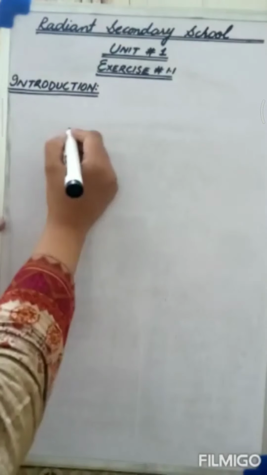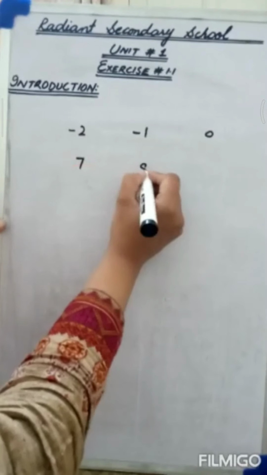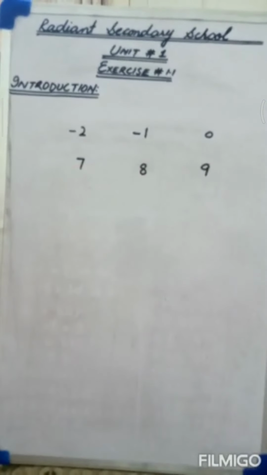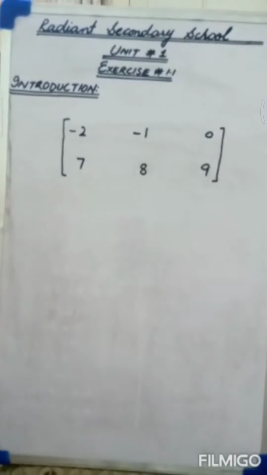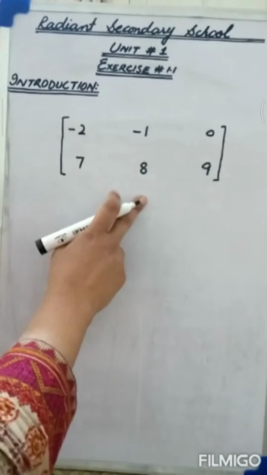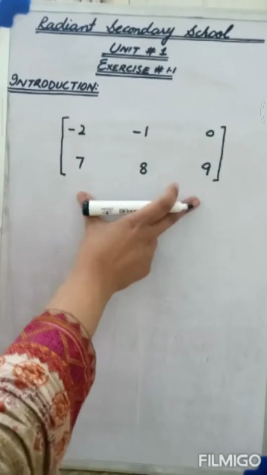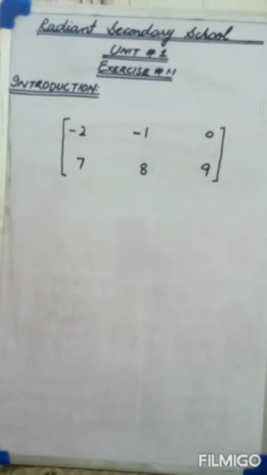Students, you are well familiar with real numbers. Suppose I have these different real numbers: -2, 1, 0, 7, 8 and 9. Students, if I arrange these real numbers in a rectangular arrangement and then enclose them within brackets like this, you can see I have arranged the real numbers in a rectangular arrangement enclosed within brackets. This is called a matrix. It means a matrix is an arrangement of real numbers enclosed within brackets.